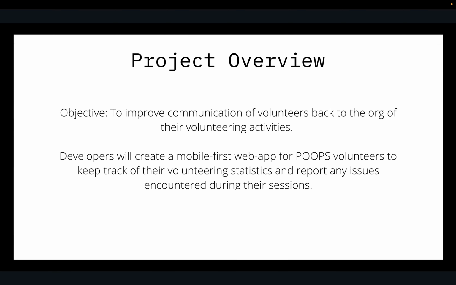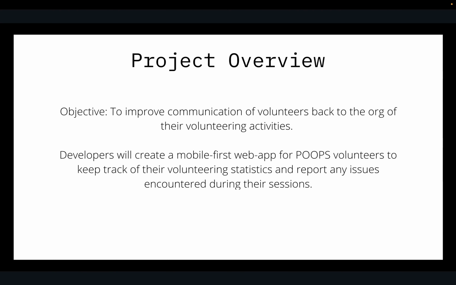So yeah, project overview. To improve communication of volunteers back to the org of their volunteering activities, developers will create a mobile-first web app for POOPS volunteers to keep track of the volunteering statistics and report any issues encountered during the sessions. For example, if a dog goes crazy and bites someone, they'll report that.